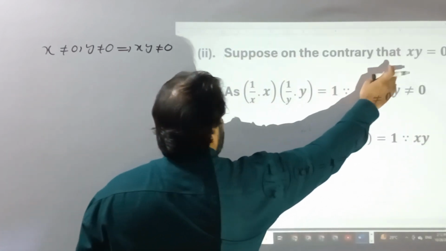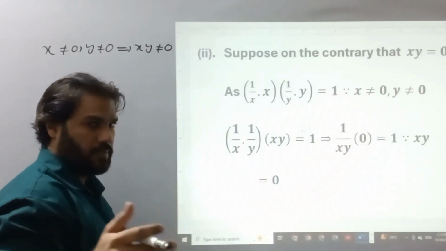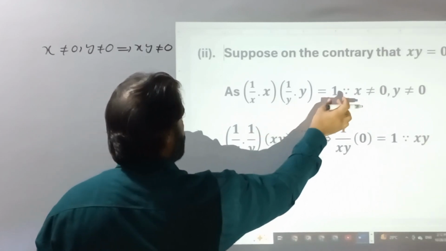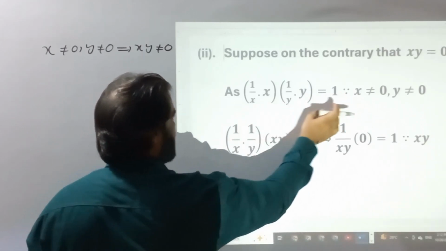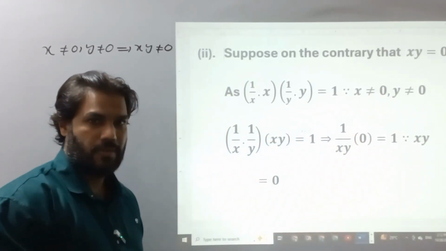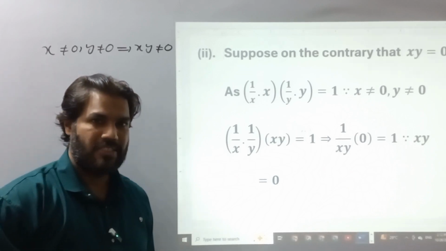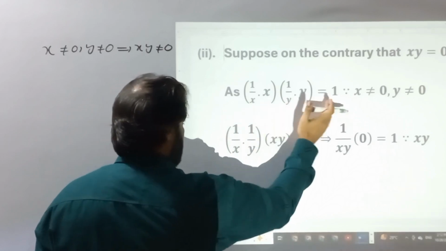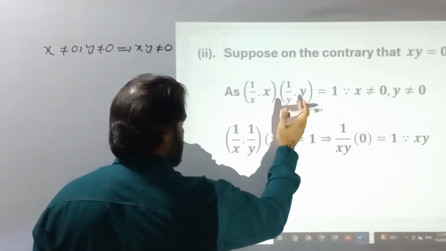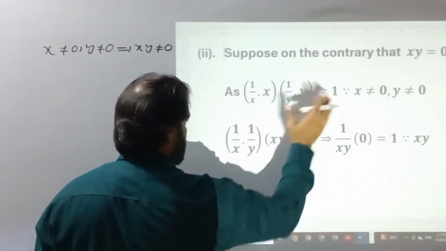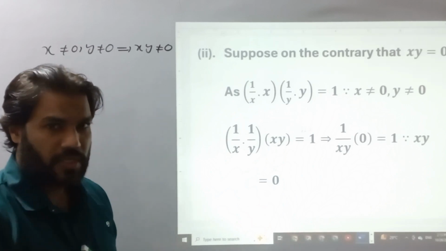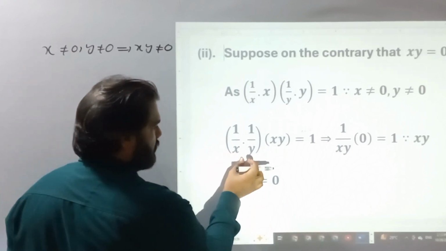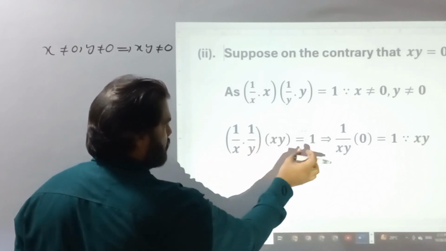Suppose on the contrary that xy is equal to 0, whereas x and y are both non-zero. So can we write 1 equal to (1 over x) into x? Because x and y both are non-zero, their multiplicative inverses, their reciprocals, will exist in the field f. So 1 can be written as (1 over x) into x times (1 over y) into y. This is equal to 1 into 1, that is 1. Next, by using the associative property and the commutative property at the same time, we have (1 over x) into (1 over y) into xy equal to 1.